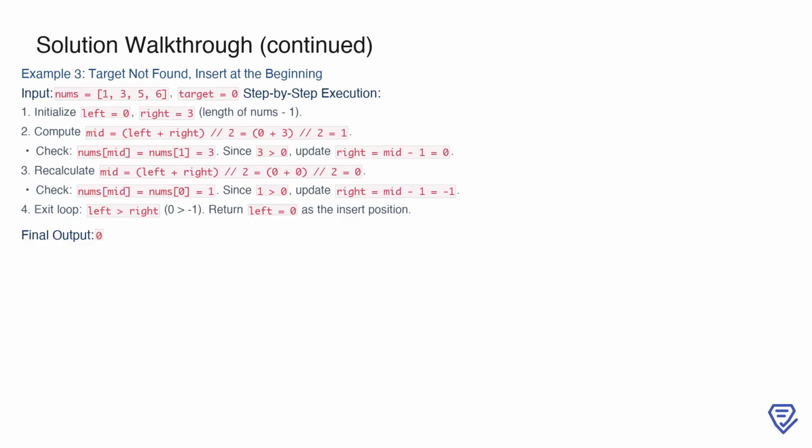Recomputing the midpoint with this new range gives (0 + 0) // 2 = 0, so mid is now 0. The value at nums[0] is 1, which is still greater than 0. This time, we move the right pointer to mid - 1 again, setting it to -1. With left now greater than right, the loop ends. The left pointer, currently at position 0, indicates that the target should be inserted at the beginning of the array. Therefore, the output is 0.